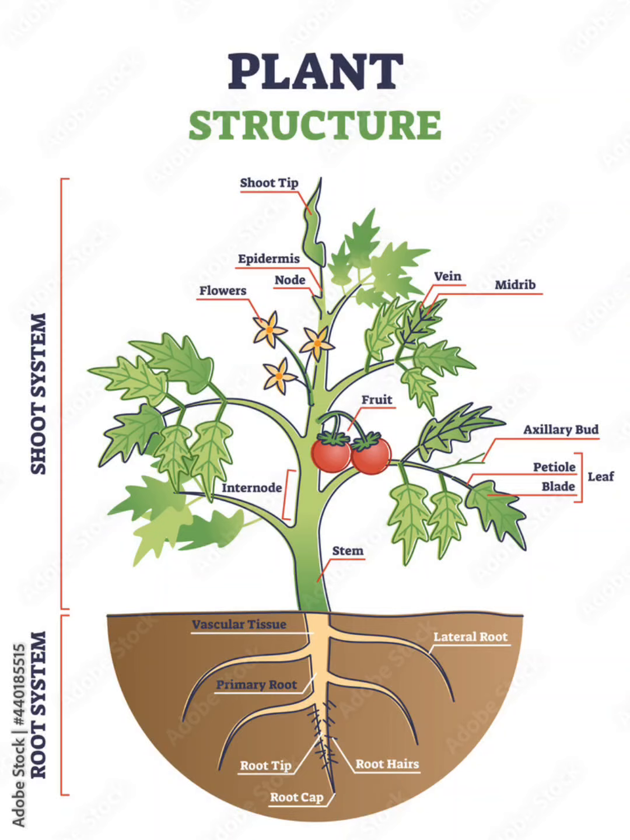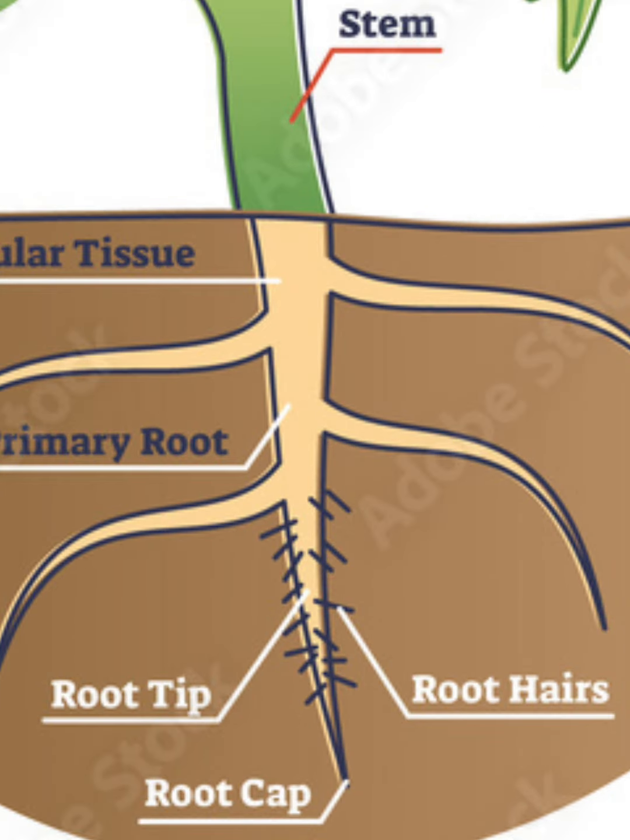Hi there, today I'll be explaining the four parts of the plant, which are the roots, the stem, the leaves, and the flowers. The first part of the plant I'll be explaining is the roots.